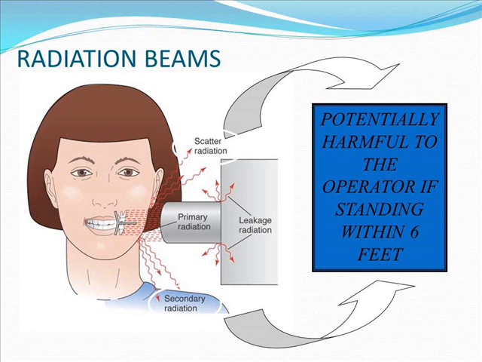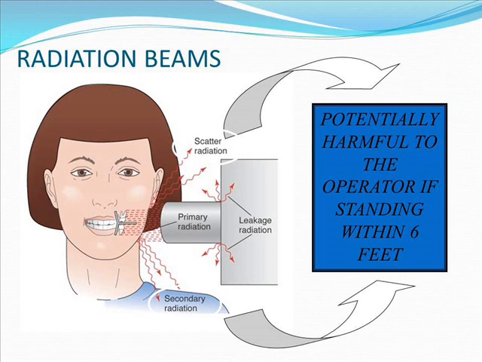You have the primary beam aimed at the patient, also called the main or central ray. Secondary and scatter is what bounces off and bounces around for a while. And then leakage can come from a cone that's not on tightly.